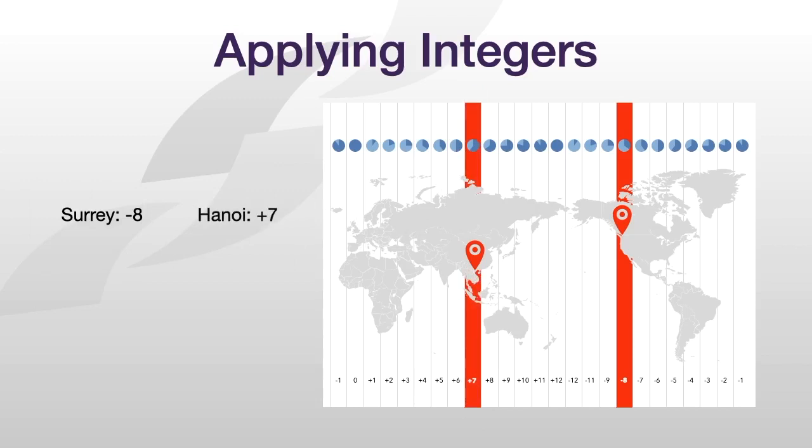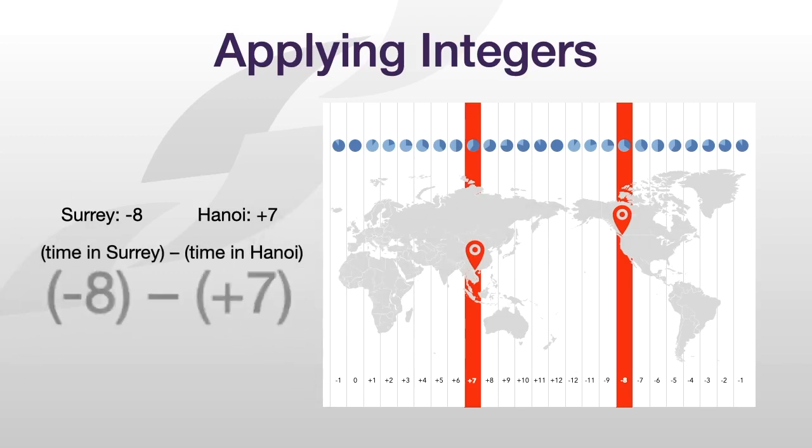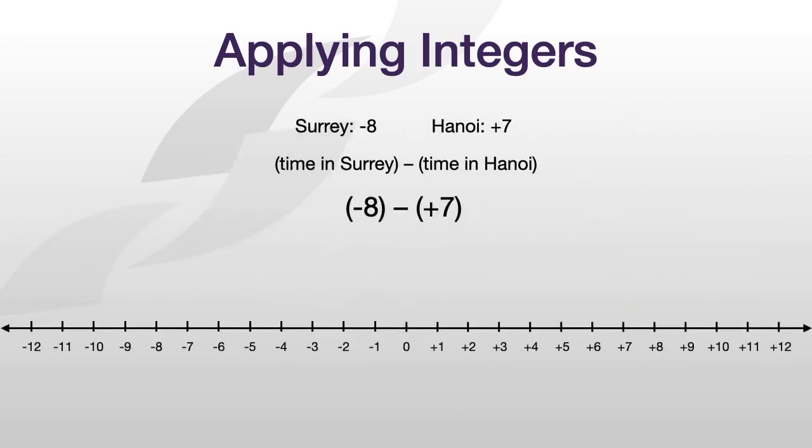To determine the time difference between Surrey and Hanoi, we can subtract the time in Hanoi from the time in Surrey. The time in Surrey, negative 8 hours, can be represented by a point 8 spaces to the left of 0. The time in Hanoi, positive 7 hours, can be represented by a point 7 spaces to the right of 0. The difference between the 2 points can be represented by this arrow.